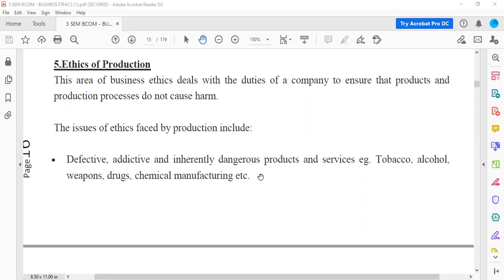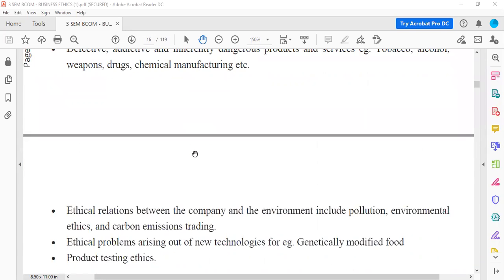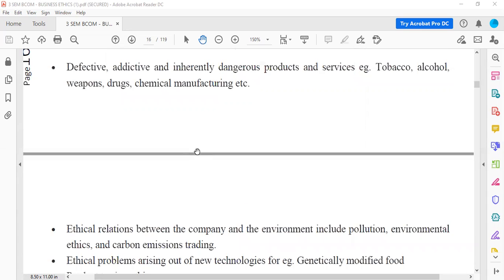Now let us see what are the issues faced in production. Defective, addictive, and inherently dangerous products and services. So the manufacturing of all these addictive goods and dangerous products in these companies is a little complicated, because with chemical products, maybe chemical manufacturing, they'll have to be extra careful. They should know which two ingredients they have to mix. If they mix the wrong ingredients, there can be a very bad impact.